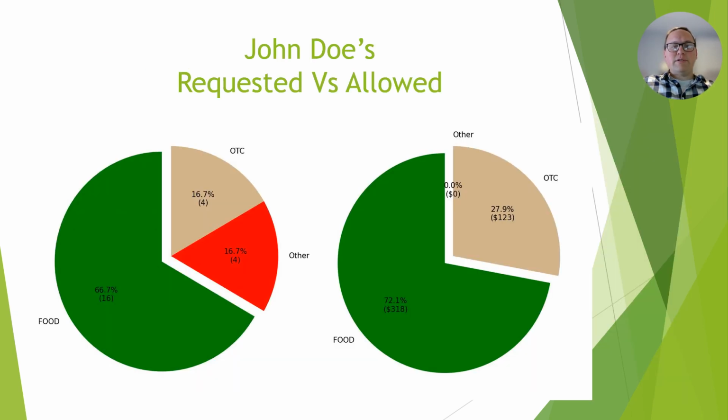Here's a comparison to what his spending breakdown would look like if everything was allowed versus what actually got approved. So he tried using almost 17% of his funds on those items. But because there were guardrails, 100% of his purchases were either on healthy foods or over-the-counter medications and products.